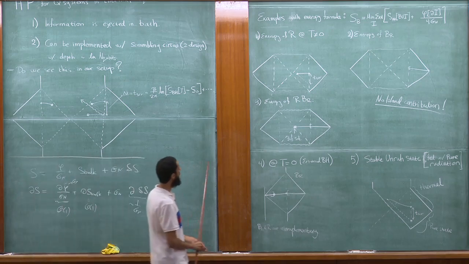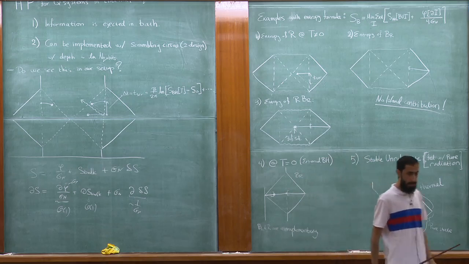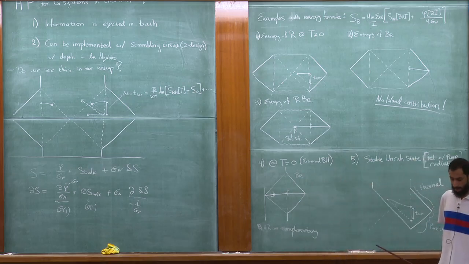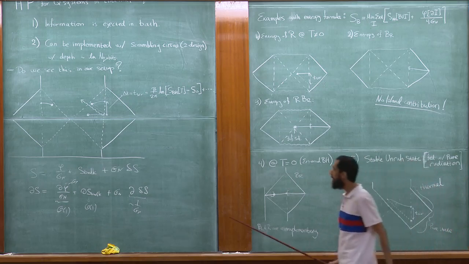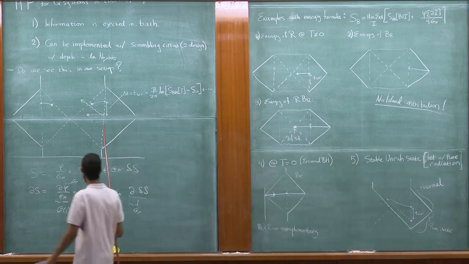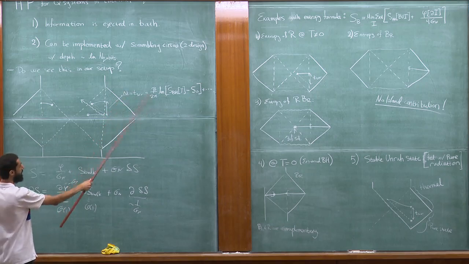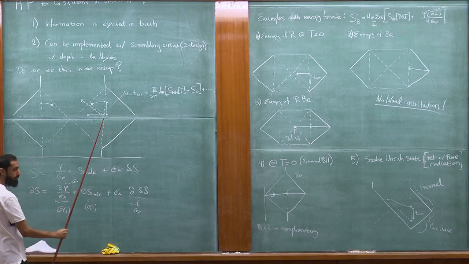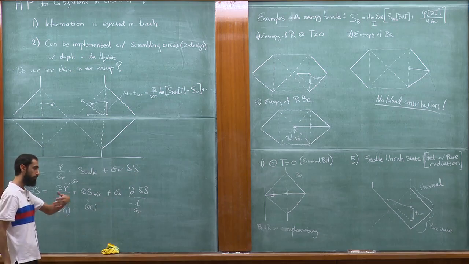Next, this is the part about how much time it takes the information to fall in. But then the black hole has to scramble it, right? It has to take some time to scramble it. That's this amount of time. Once the black hole is done scrambling it, it's already ejected into the radiation.